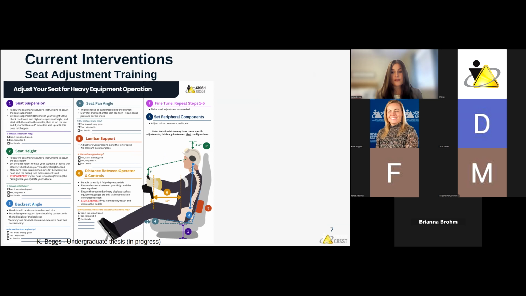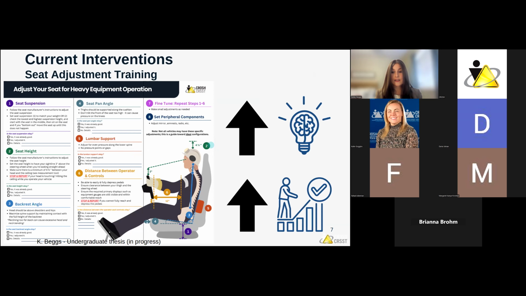So when this program was evaluated, researchers found that participants showed an increase in both knowledge and confidence after training, which suggests that seat adjustment training can improve what workers know and how confident they feel about adjusting their seats.